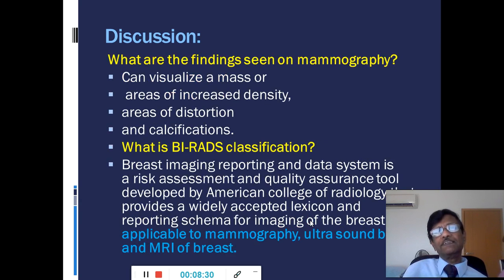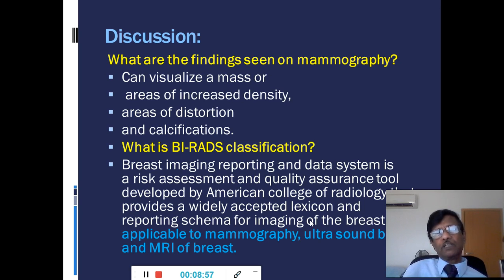What are the findings seen on mammography? Can see mass and calcifications. Can visualize a mass or areas of increased density, areas of distortion and calcification. Yes, these are the things which will be noted. In a mammography, you can see the mass, the calcifications, some distortion of the breast, and increased density can also be made out.